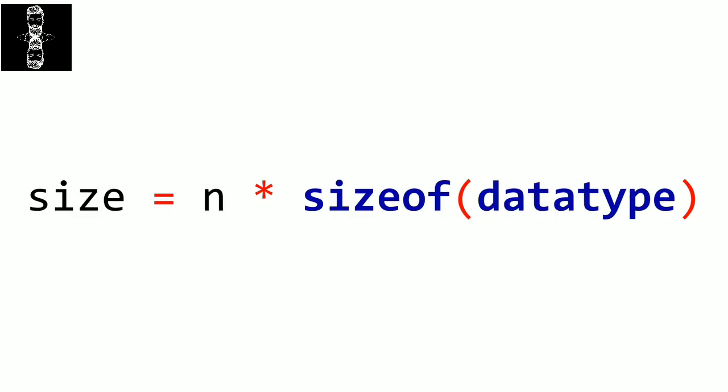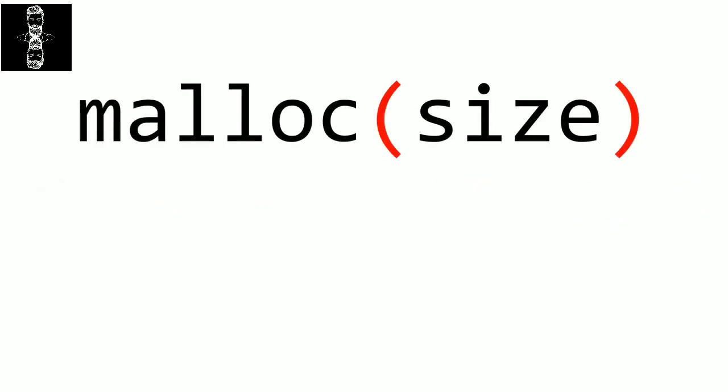Now let's see the first function, which is malloc. This function takes one parameter, which is the size we want to allocate in memory, and returns a void pointer that points to that allocated memory location. A void pointer is a pointer that isn't related to any data type, so we can use malloc with any pointer type and without casting.